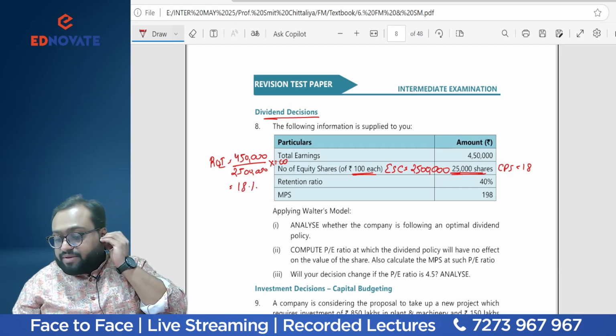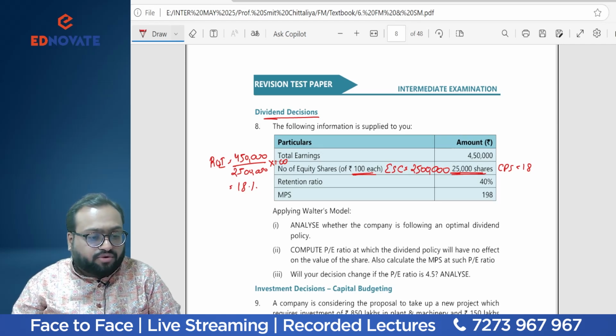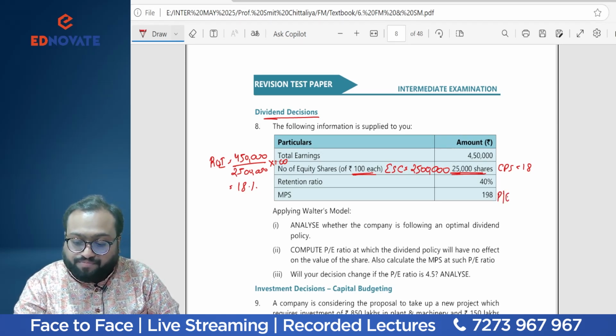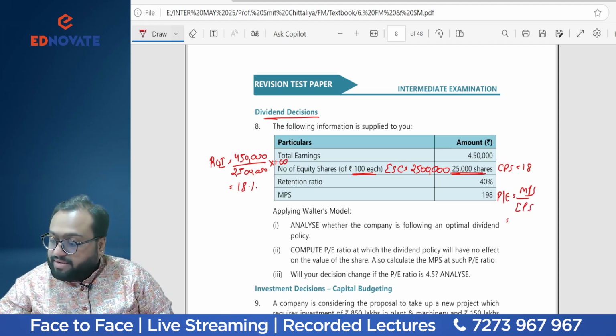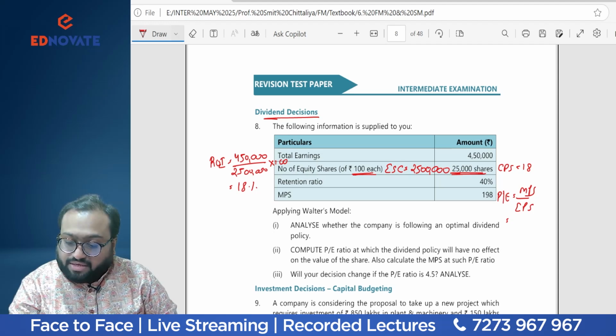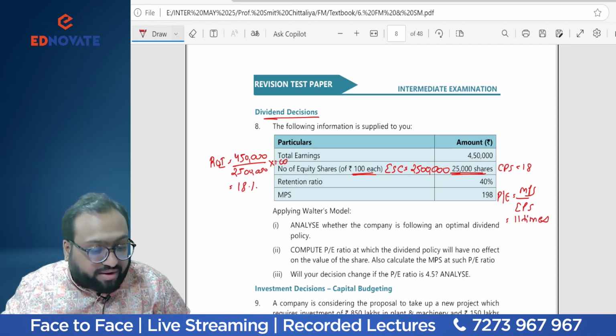Sir, you have EPS and MPS. What can you find out with this? Yes, sir, I can definitely find out something, that is the P/E ratio, and P/E ratio is MPS upon EPS. So it will be MPS 198 divided by 18. My P/E will be 11 times. Fine, completely fine, not an issue.